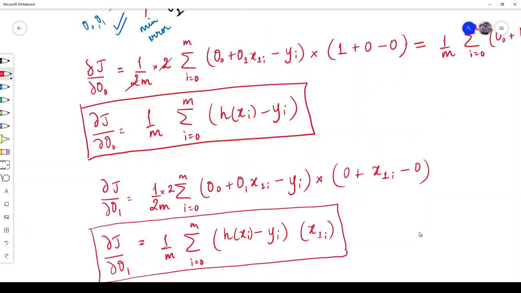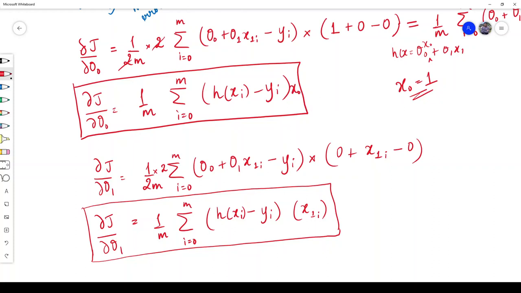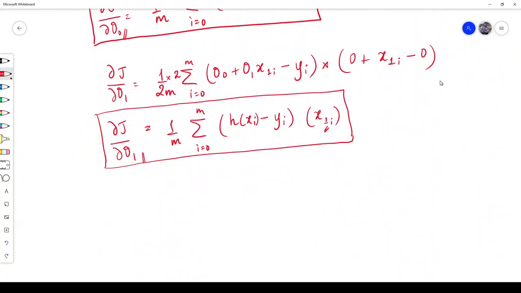If you guys remember, I had said that x naught is always equal to 1, right? Right in the beginning, I had said x naught is equal to 1, because the equation is h of x equals theta naught plus theta 1 x 1. So this is basically your x naught, and x naught is always taken as 1. So can I say that this is basically x naught here? Yes or no? You guys understood that when I said x naught is 1. So if I say that that is x naught here, you can see that if I differentiate with respect to theta naught, I get x naught here. If I differentiate with respect to theta 1, what do I get here? I hope you guys are understanding. You get x1.